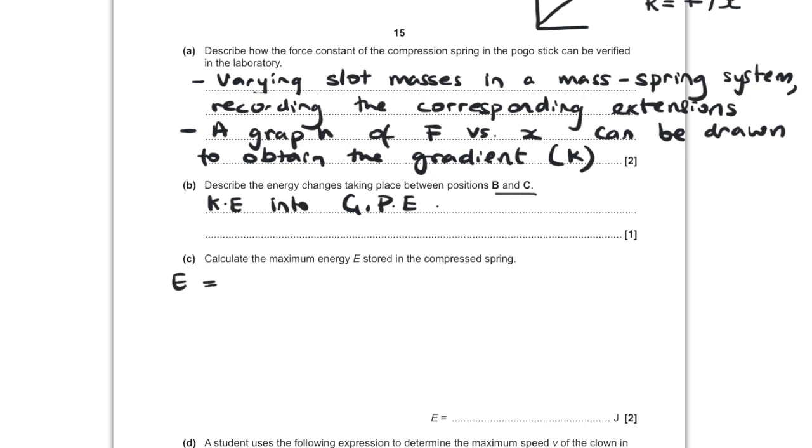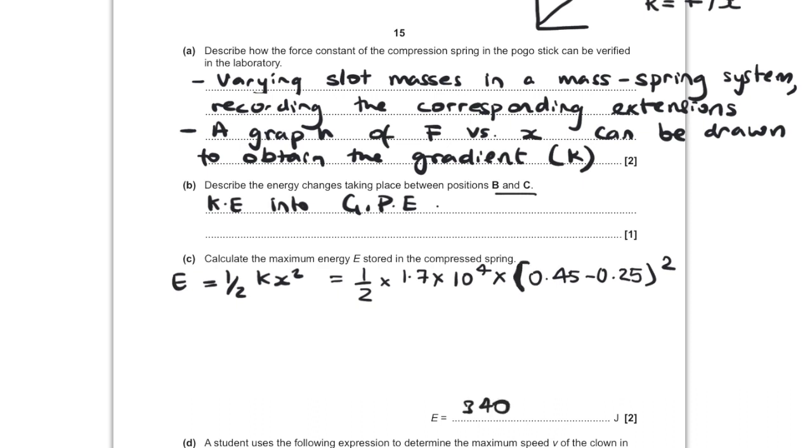Right, so for the next part, we have to calculate the maximum energy stored in the compressed spring. It is half kx squared in general, the elastic potential energy stored, but in the compressed spring, it will be equal to half times k, which is 1.7 times 10 to the 4 newtons per meter, times the extension. Now the extension is going from 0.25 to 0.45. So basically it is the difference between the two. So 0.45 minus 0.25 and squared. And once I put that in the calculator, I am going to end up getting 340 joules of energy.